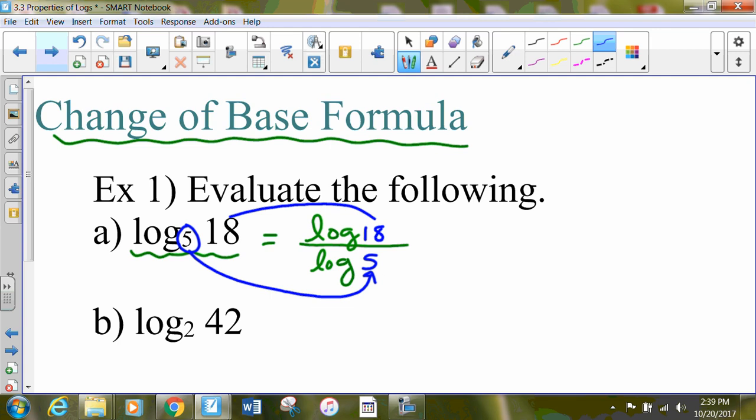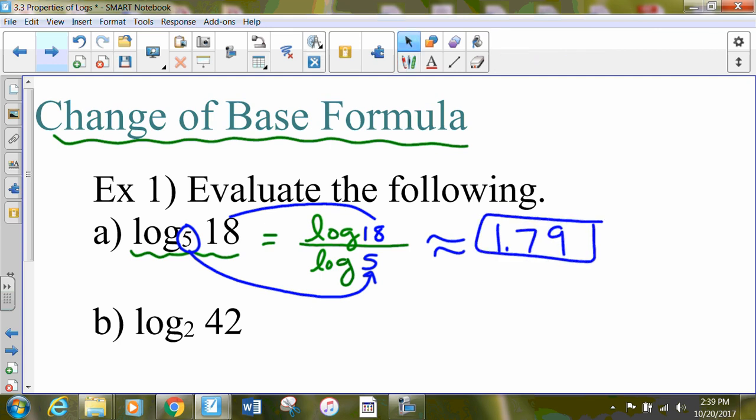However you decide to remember it, if you want to use the base in the basement, basically, if we want to know what log base 5 of 18 is, we can find out by using log of 18 and dividing that by log of 5. So when you put that into your calculator, you get approximately 1.79.